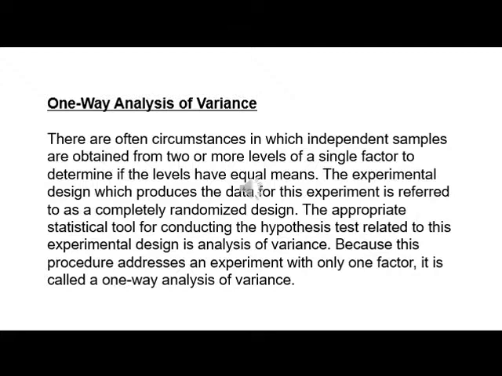One-way analysis of variance. There are often circumstances in which independent samples are obtained from two or more levels of a single factor to determine if the levels have equal means. The experimental design which produces the data for this experiment is referred to as a completely randomized design. The appropriate statistical tool for conducting the hypothesis test related to this experimental design is analysis of variance. Because this procedure addresses an experiment with only one factor, it is called a one-way analysis of variance.